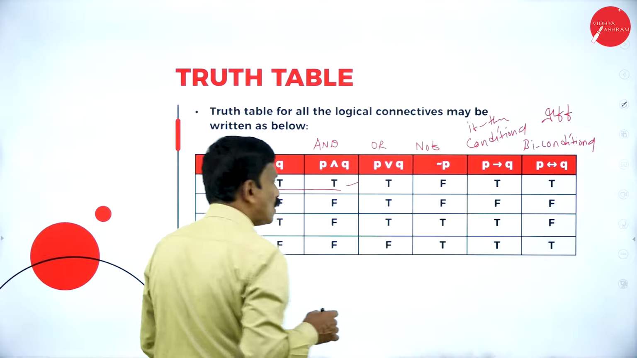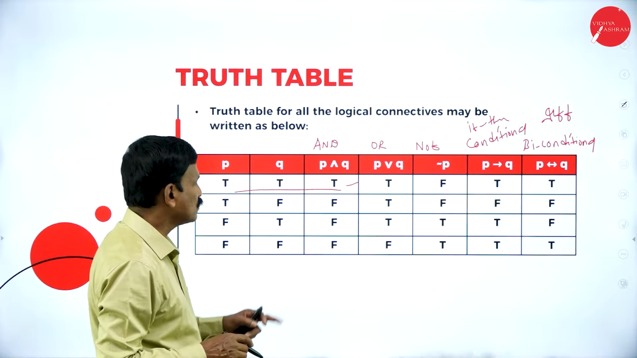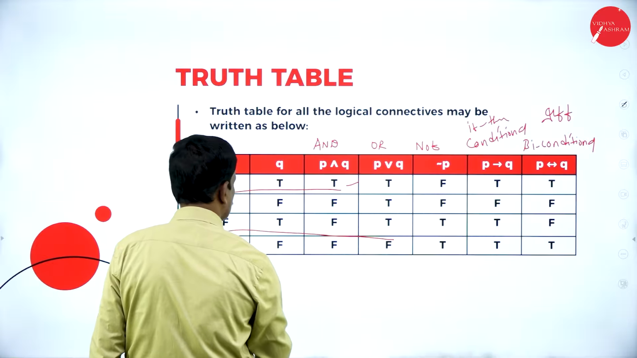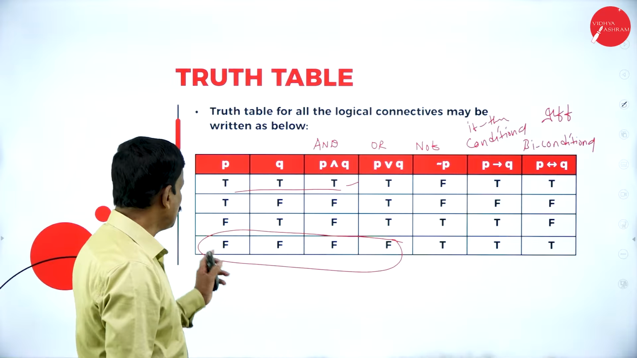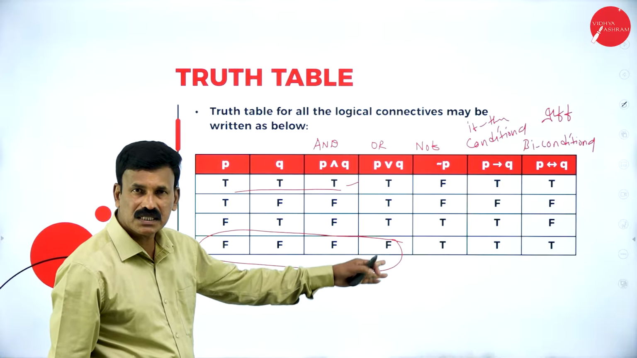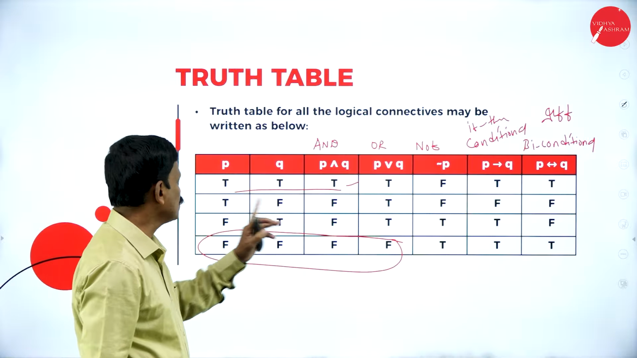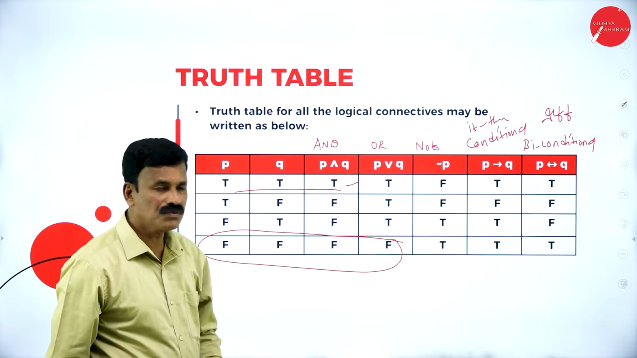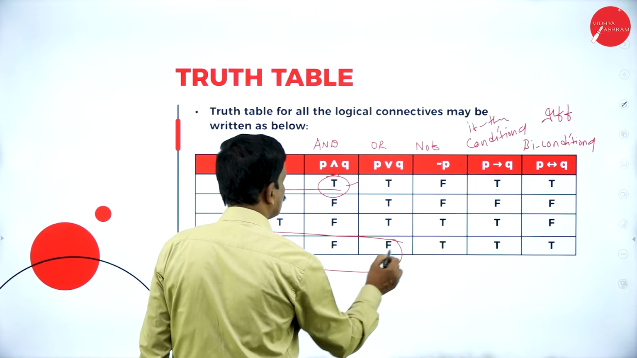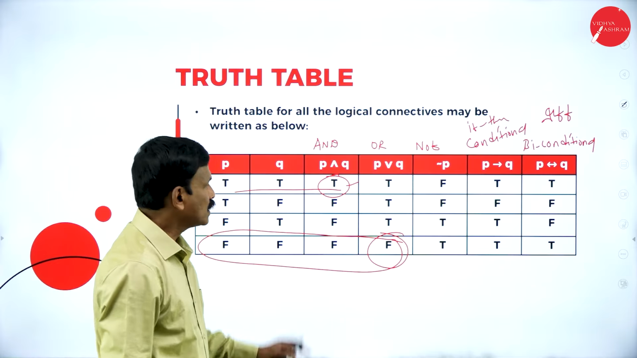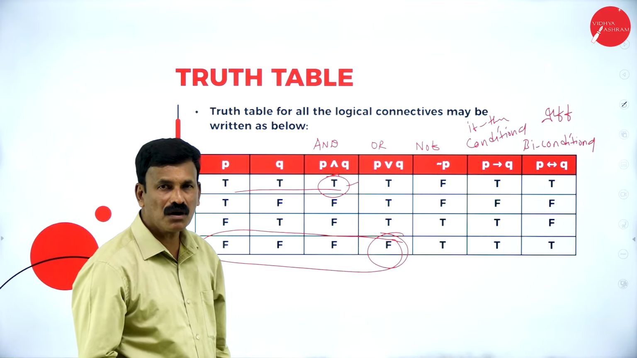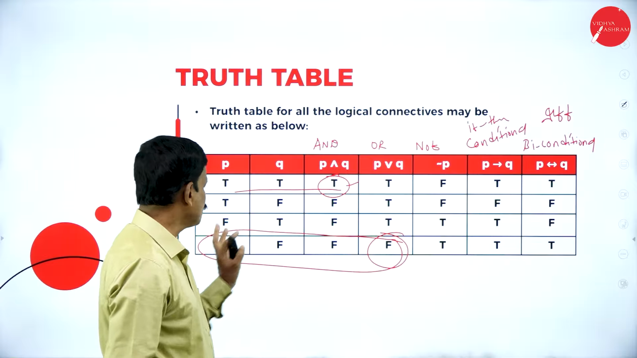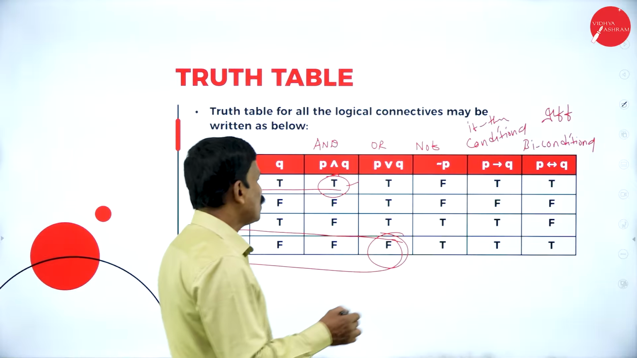Now for disjunction, it is quite the opposite. If both the statements are false, then only it is false. So F and F is F. In other cases, it is true. So true and true is true, true and false is true, false and true is also true, false and false is false. So here only one true, and there only one false, in case of conjunction and disjunction. Negation means opposite, not. So for true it is F, for F it is true.